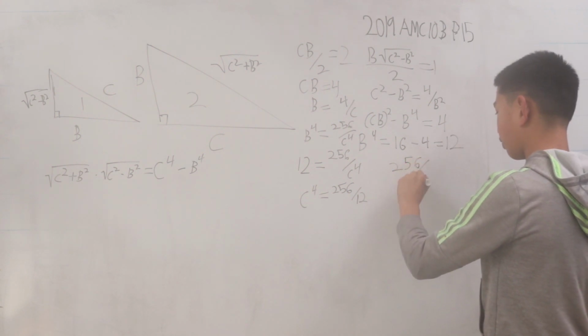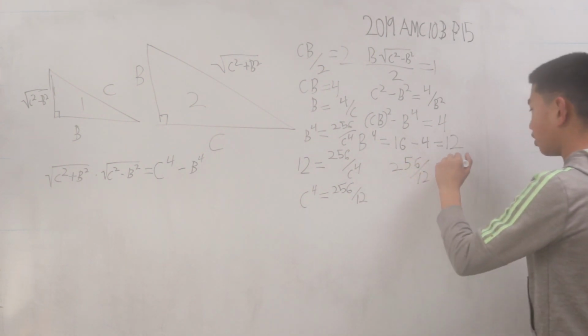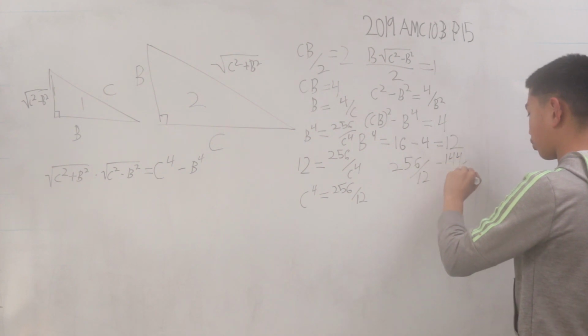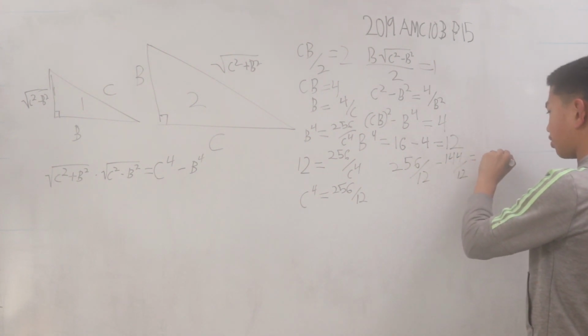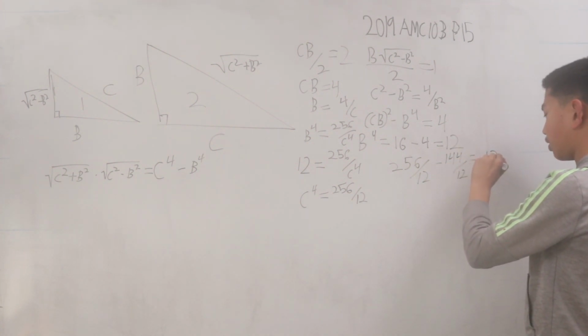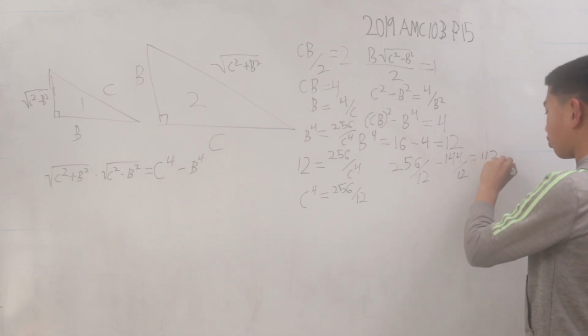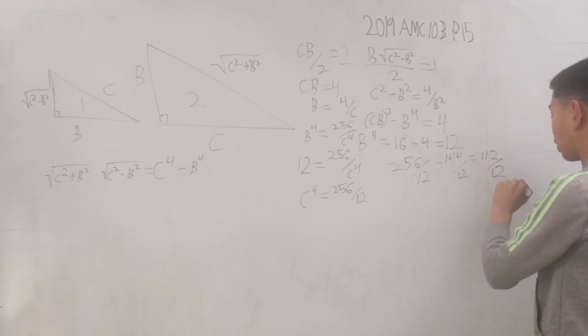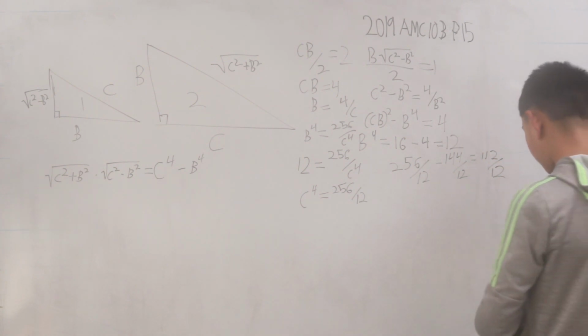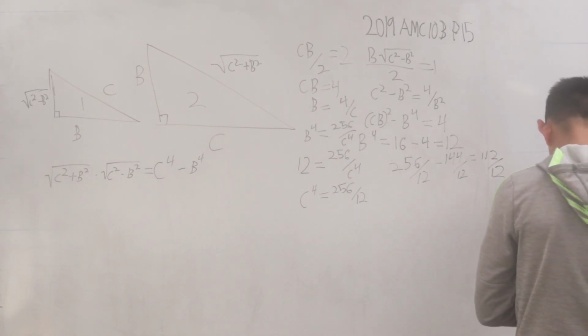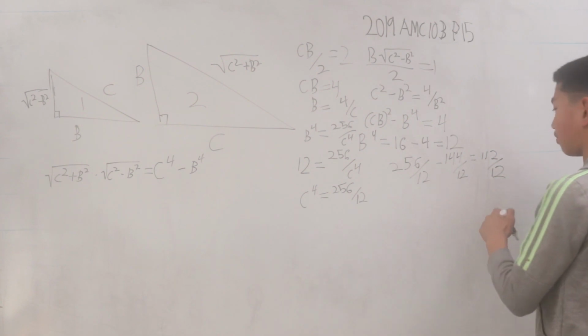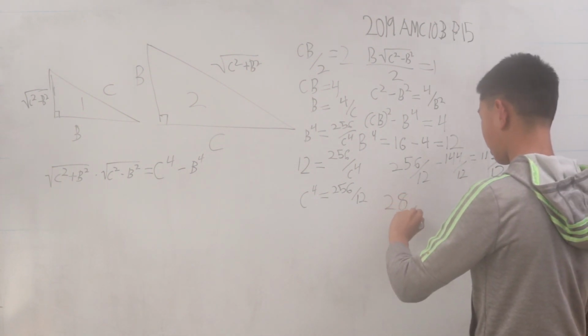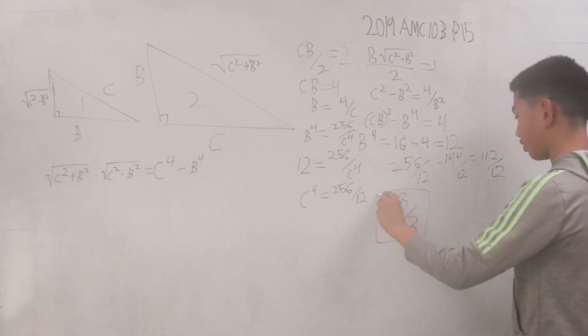256 over 12 minus 144 over 12. This is going to be 112 over 12, but that's not our answer yet. Our answer is going to be, when you simplify this fraction, 28 thirds.